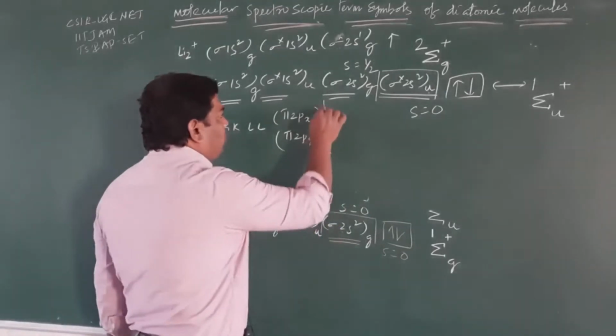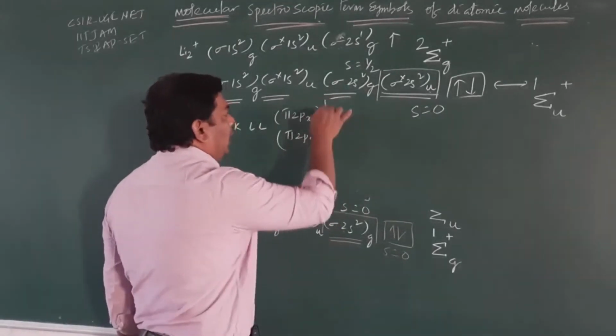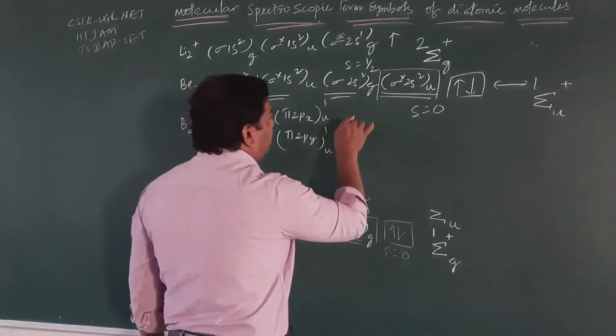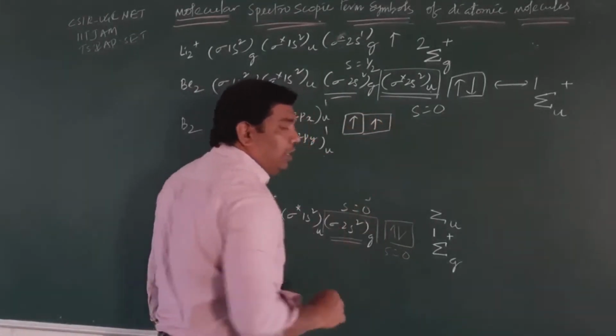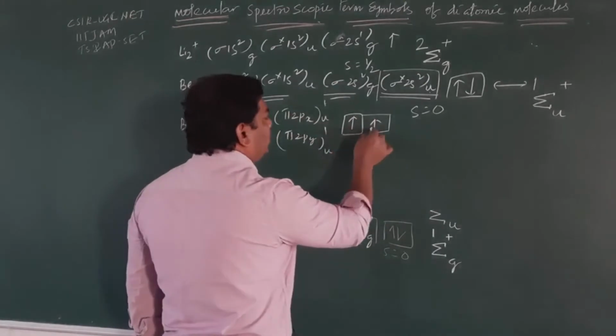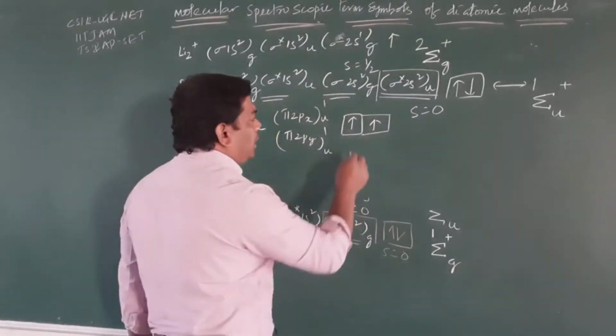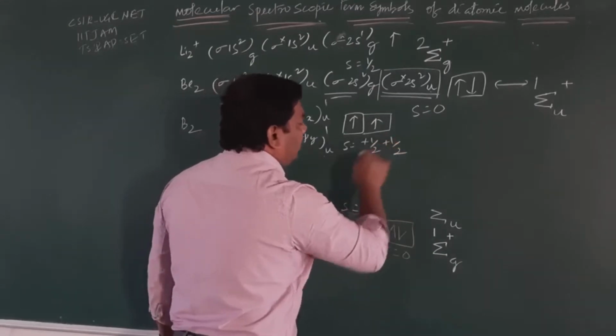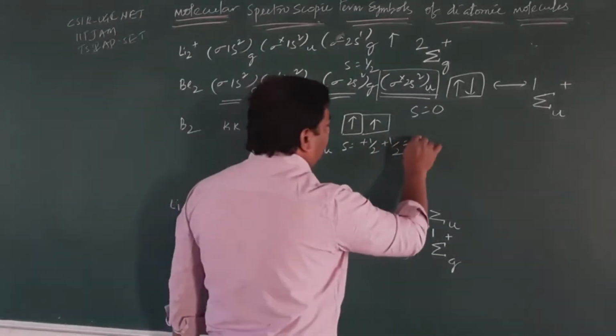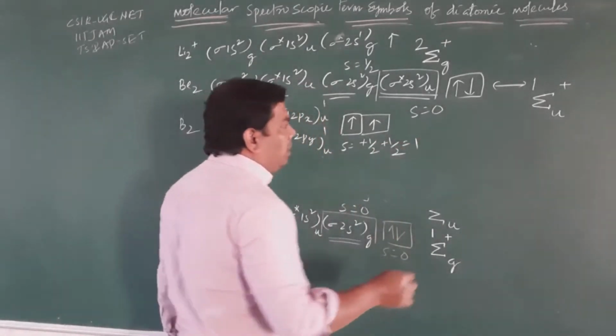Clear, student? So we will focus on these 2 electrons. One electron is in this orbital and the next electron is in a different orbital. So the 2 electrons are in different orbitals. Therefore S is equal to half plus half, therefore 1. So what is the spin multiplicity, student?